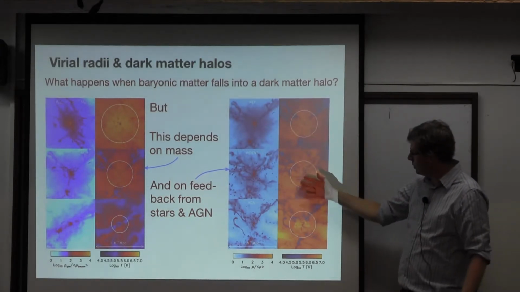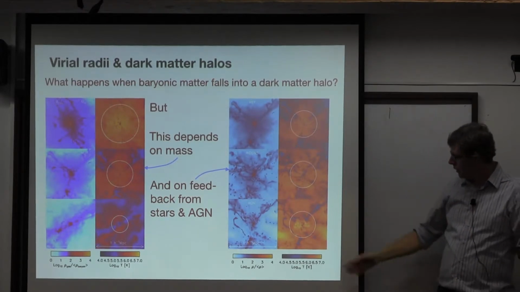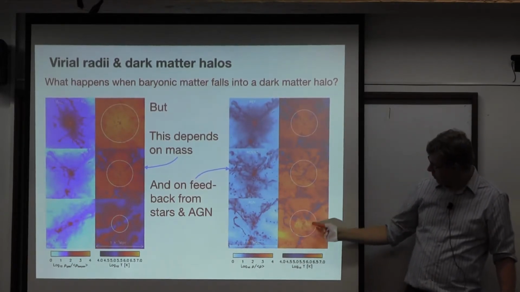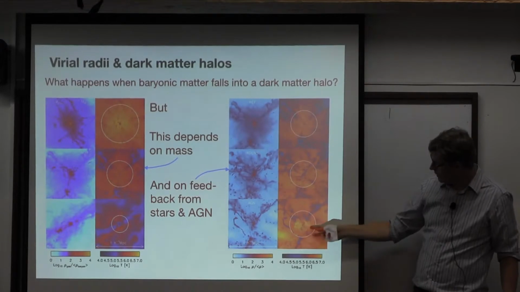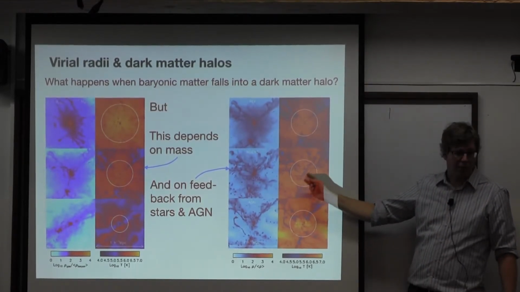And so here are different simulations with different ways of treating that process. It's an AGN, where you can see there's a black hole in the center, and it's heated up the central part quite a bit. If it's only stars, it might be quite cool in the center.